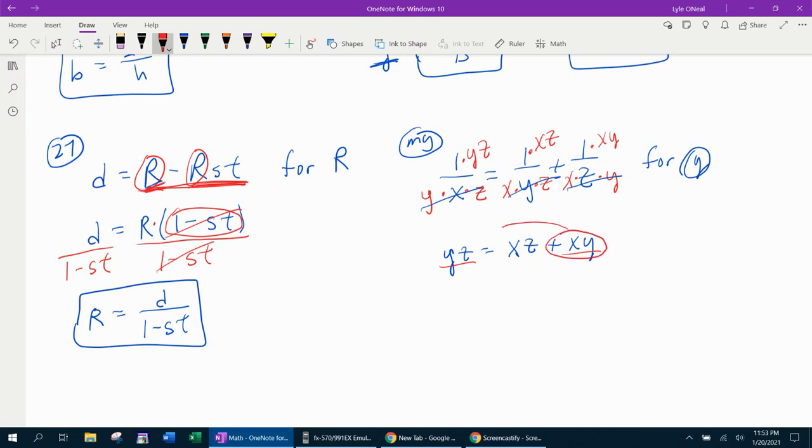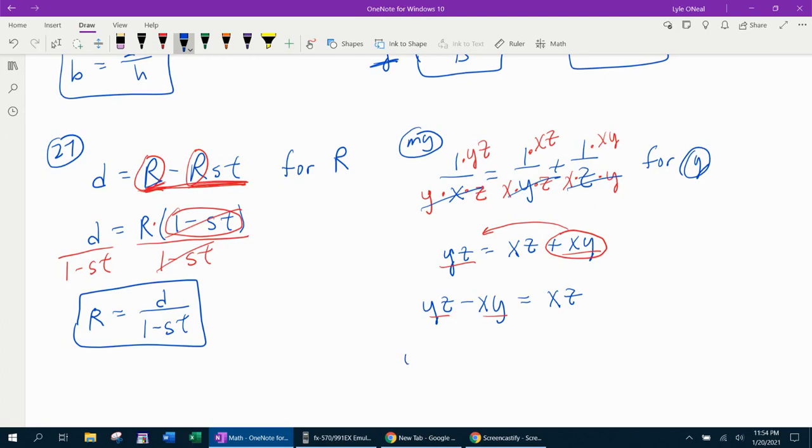So we're going to bring the XY over. That's going to give me YZ minus XY equals XZ. Remember, if you bring it over, you have to change the sign. And now, if you notice, both of the terms that have a Y are on the same side, just like we did in number 27. Now we're going to use the 6-letter F word. That's right, we're going to factor out the Y.